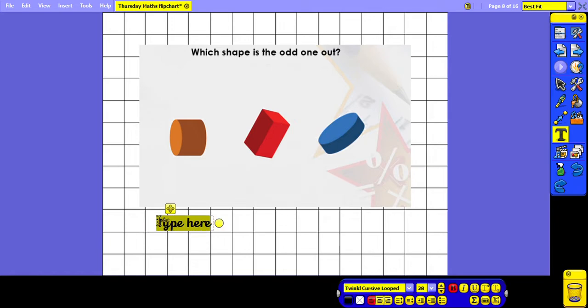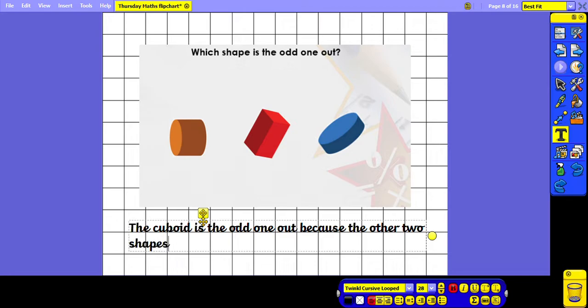So we can write the cuboid is the odd one out because the other two shapes are cylinders.